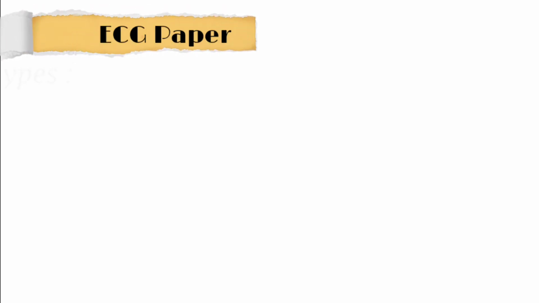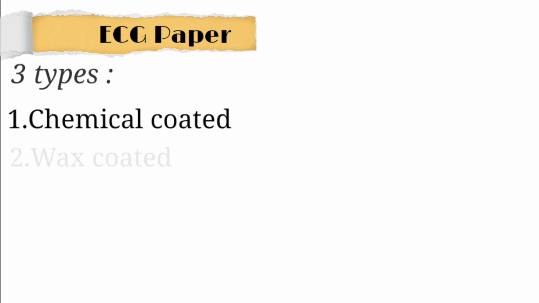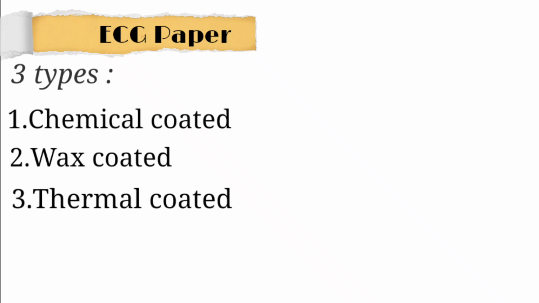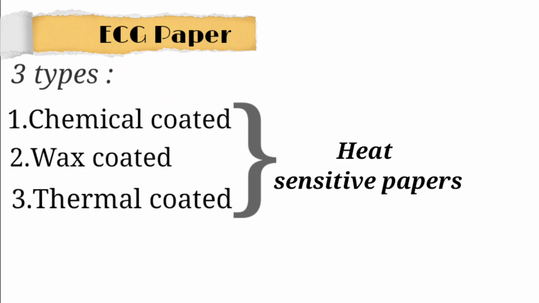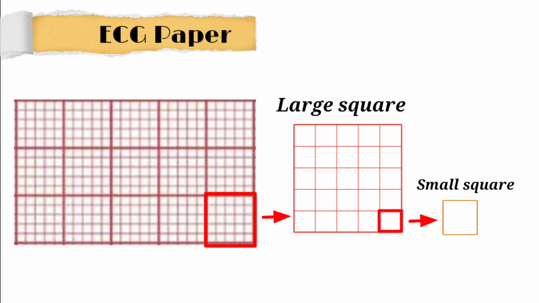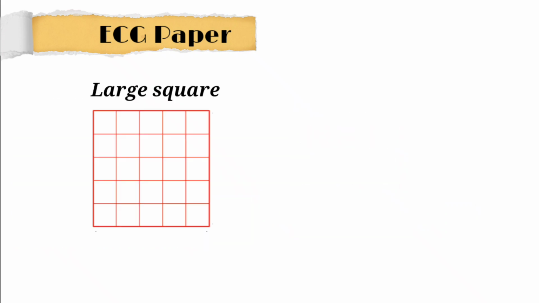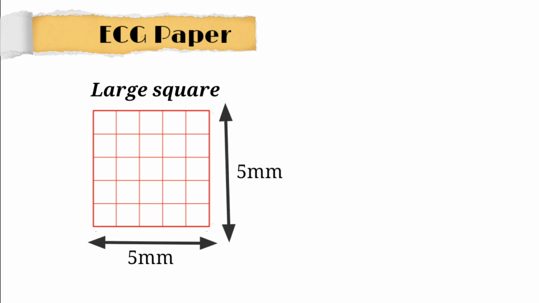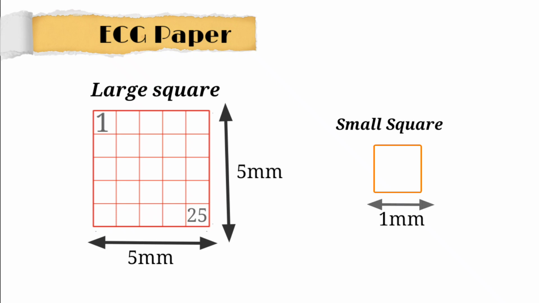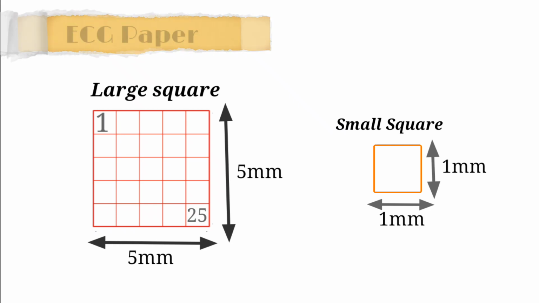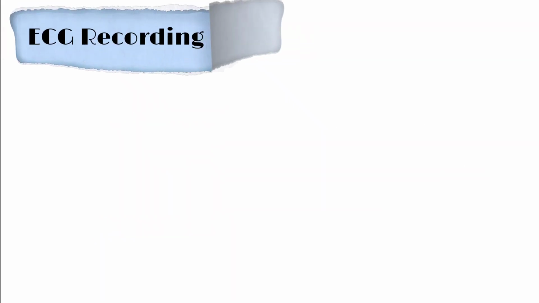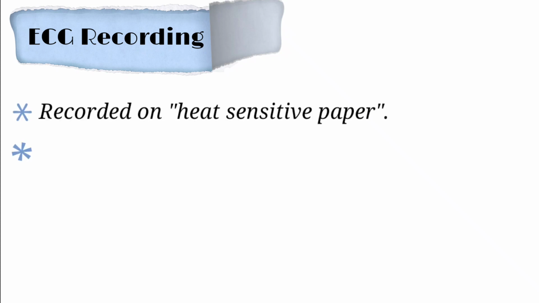ECG paper. There are three types of paper: chemical coated, wax coated, and thermal coated, all of which are heat sensitive papers. The ECG paper consists of large and small squares, where 25 small squares are enclosed with a thick border line. The large square measures 5 mm wide and 5 mm height amplitude. There are 25 small squares in each large square, where the small square measures 1 mm wide and 1 mm height amplitude.